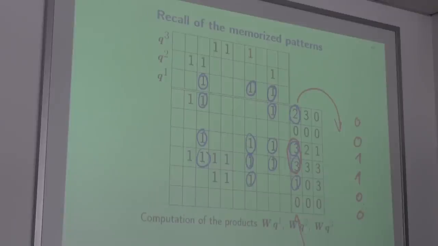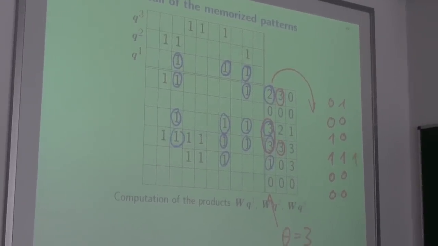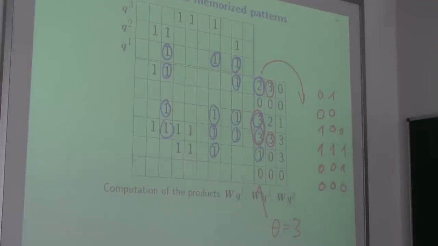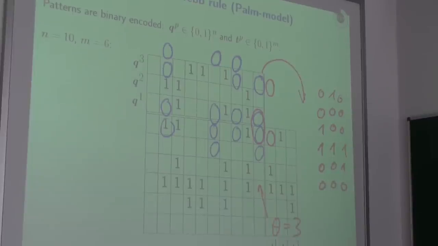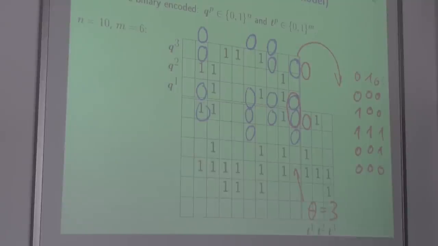Now let's look at the second training pattern. If we multiply the second training pattern with the matrix, we get these two threes, which leads to 1, 0, 0, 1, 0, 0, which is correct again. And for the third, we get the ones here, which is also correct. If we go back to our previous example, you see that we get the correct outputs.